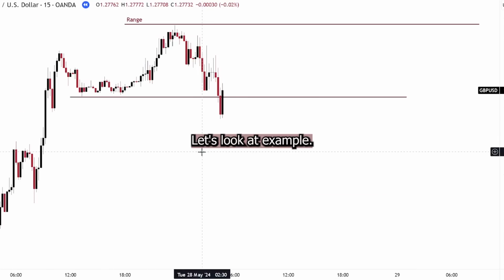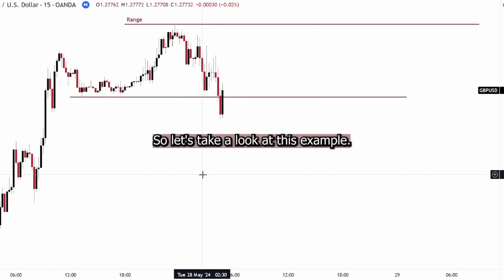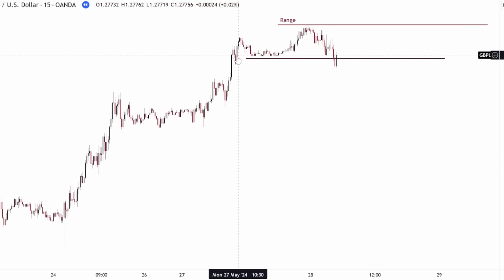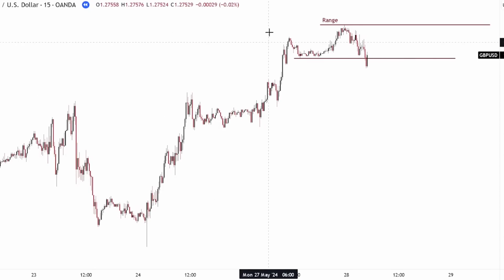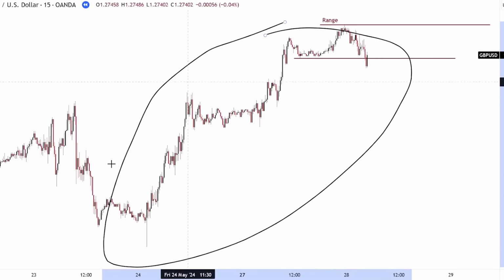Let's look at an example. So let's take a look at this example. So you have your range right here, and prior to this, price was in a bullish trend.